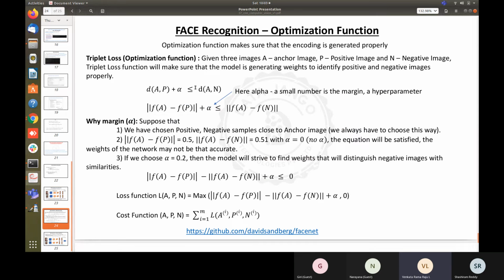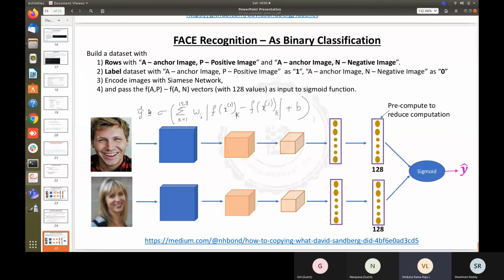Now let us look at this one. So y cap is equal to sigmoid of wi into f of xik minus f of xjk. What is k?